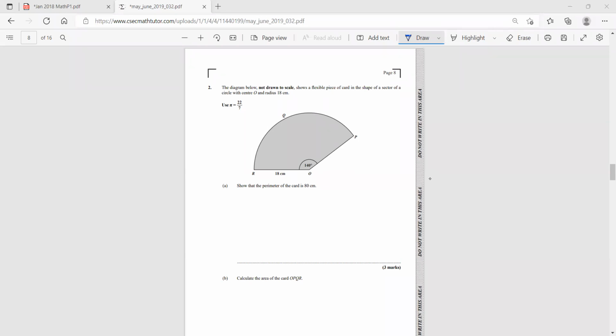The diagram below, not drawn to scale, shows a flexible piece of card in the shape of a sector of a circle with center O and radius 18. Show that the perimeter of the card is 80. So for us to show the perimeter, we know the perimeter is all around, right? Here and here. So we know that if this is 18, this is 18. So all we need to do is find the length of the arc at this point.